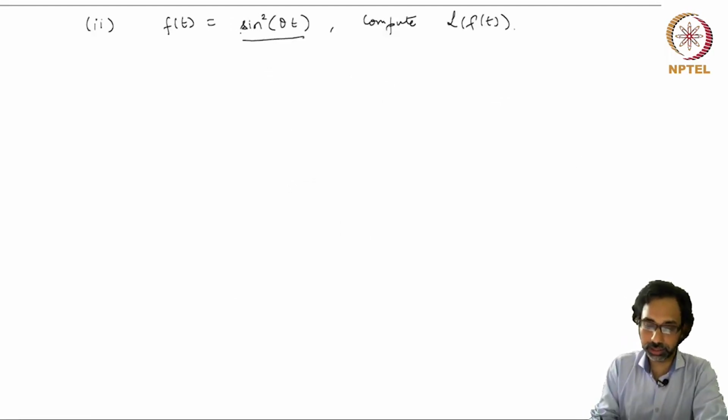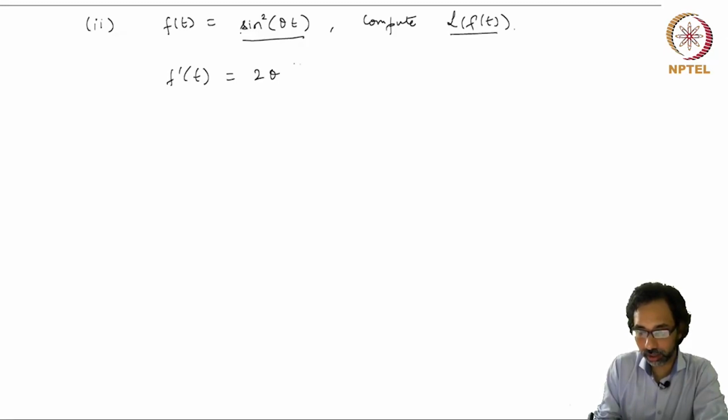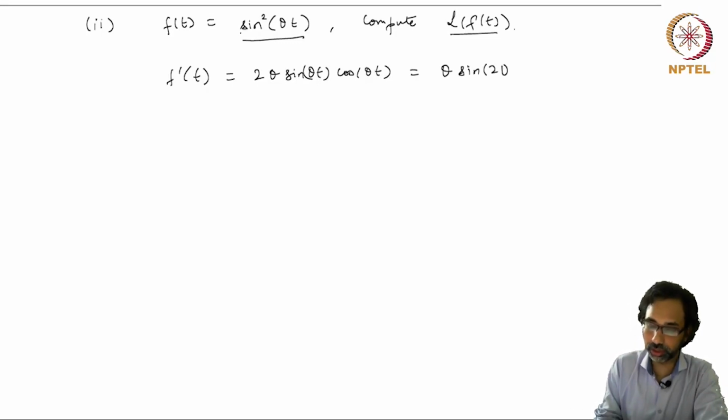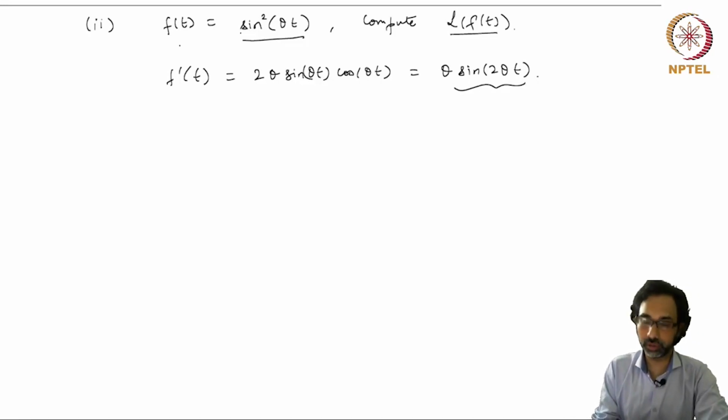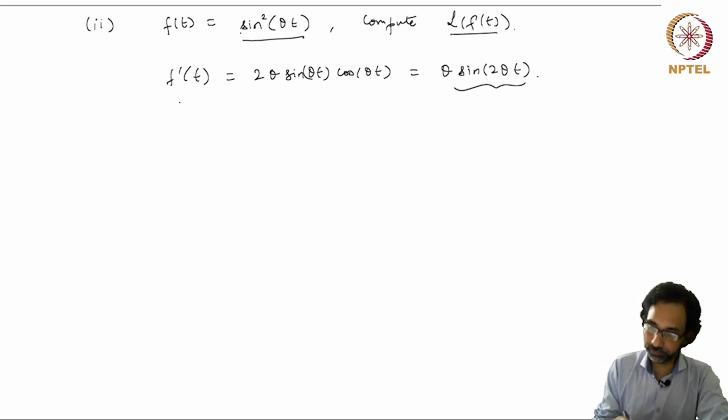So our next example is f of t equals sine squared of theta t, and the problem is to compute the Laplace transform of this function. Now we will use that f prime of t is 2 theta sine theta t cosine of theta t, which is nothing but theta times sine of 2 theta t. And now we know already what is the Laplace transform of the sine function. So in this case we will use the derivative theorem to compute the Laplace transform of f of t. Using that, we know already the Laplace transform of f prime of t.